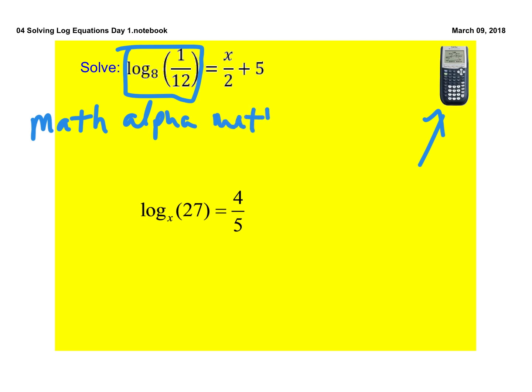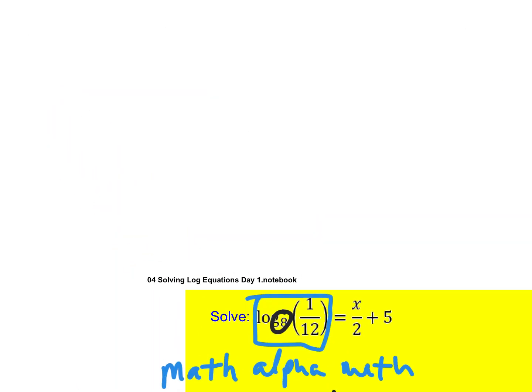If you type those 3 buttons, it'll pop up a log with an empty spot here and an empty spot here, and you just put in what it says. Like here, the 8 is here, and the 1/12 is there. Wait, don't grab your calculator. Just listen. Some of you don't have that feature, and so this is a moment where I have to tell you something about your calculators.